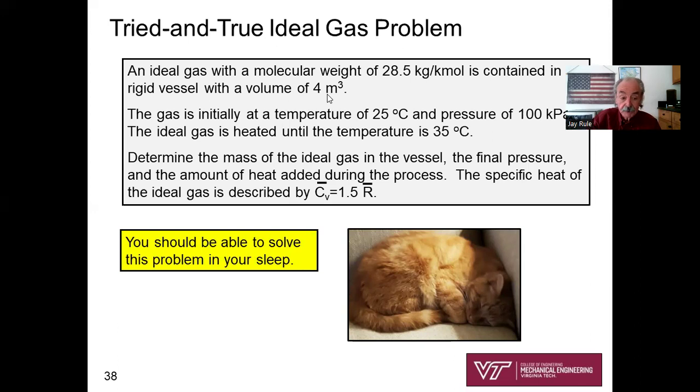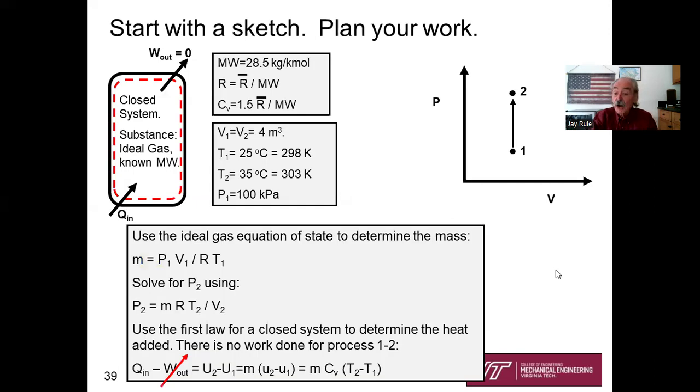Here's the problem. Determine the mass of the ideal gas in the vessel. Determine the final pressure in the vessel and the amount of heat added during the process. Notice here, it doesn't say part A, part B, part C. It's all in one sentence. And also given the specific heat of the ideal gas is described by CV bar equals 1.5 R bar. That's important information. How will we solve this problem? I hope that I've dwelled long enough on this problem that you've got a picture in your mind of where to go from here. Where do we go from here? Let's start with a sketch.